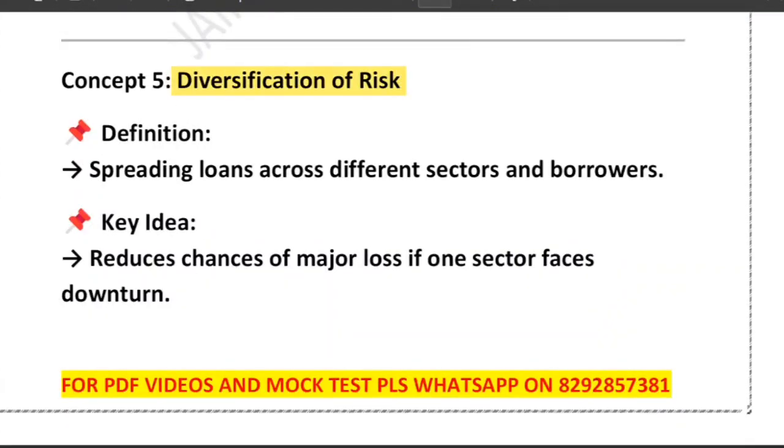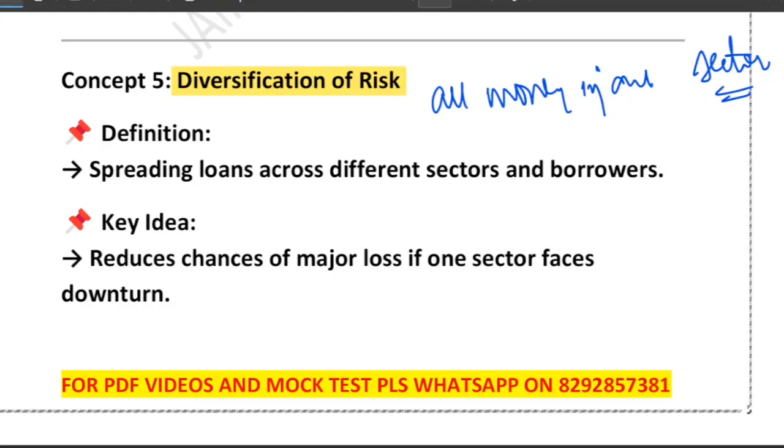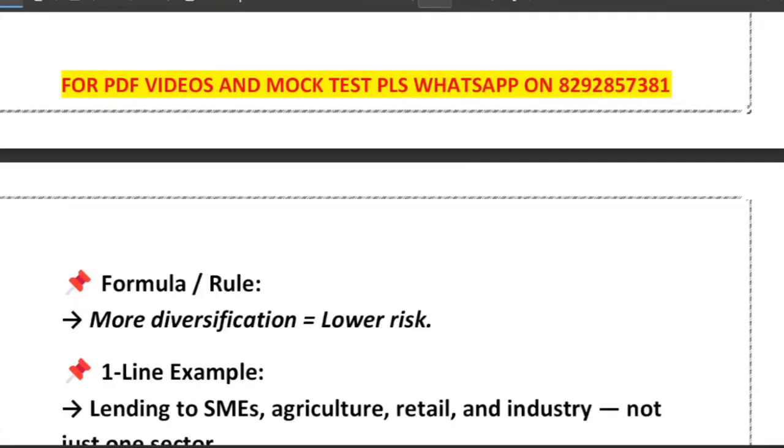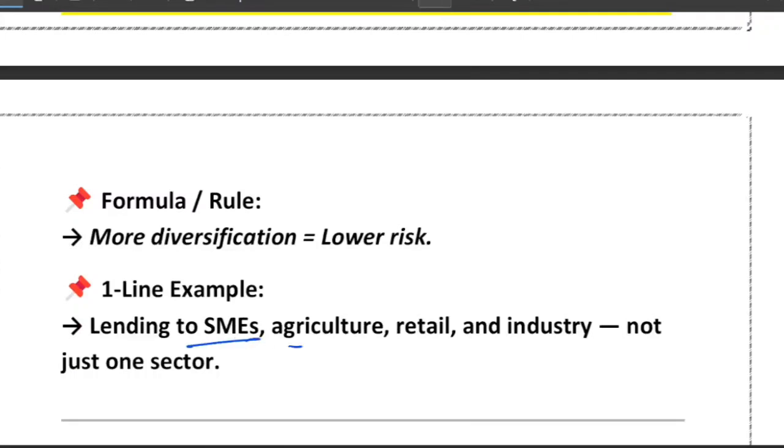Basically, a bank never puts all its money in one type of borrower or one sector. They spread loans across agriculture, retail, industry and small enterprises. You can see now, lending to SME, agriculture, retail and industry. So basically, this is called diversification. With more diversification, risk is lower.